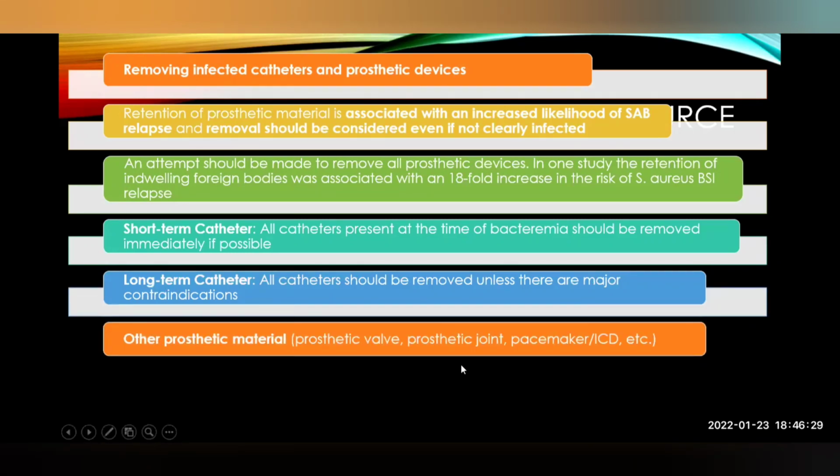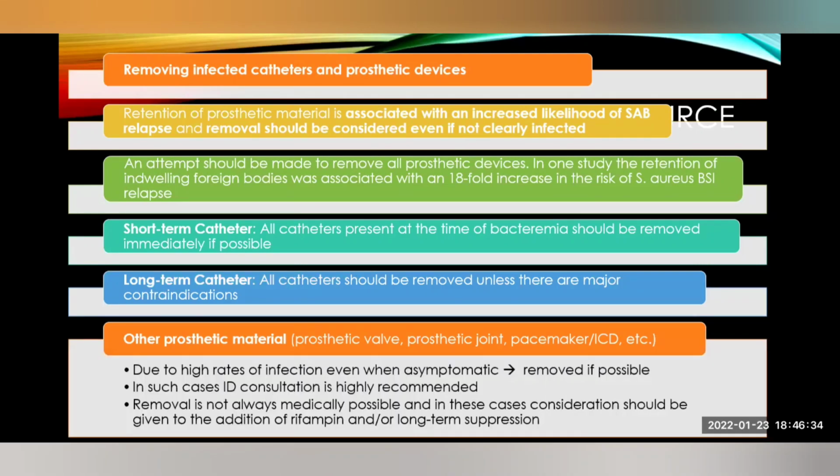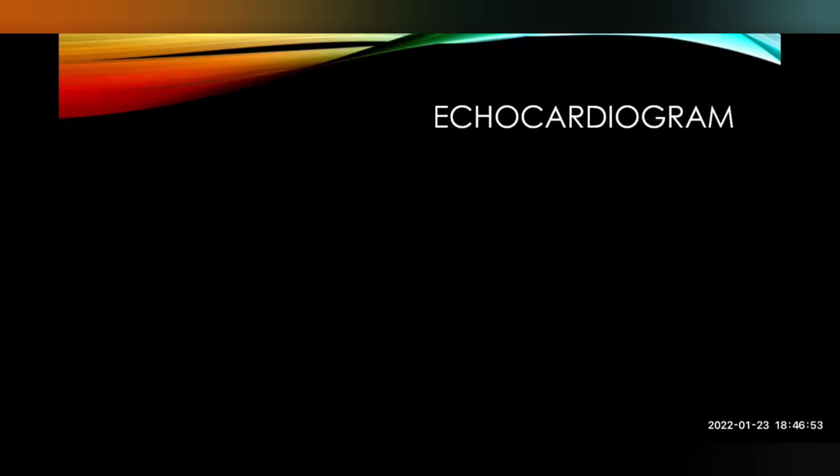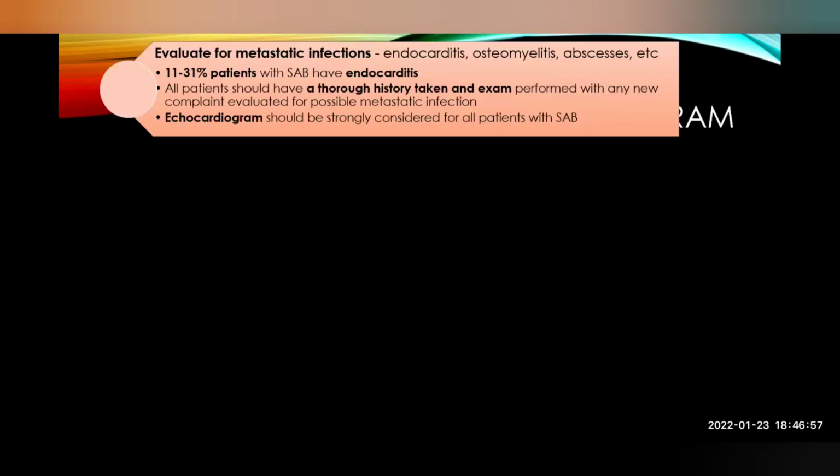For other prosthetic material like prosthetic valve or prosthetic joint, pacemaker, ICD, again the recommendation is you have to remove it as soon as possible. And if it is not medically possible to remove it, then you can consider addition of rifampicin, or the patient should be put on long-term suppression. So what is the role of echocardiogram in case of Staphylococcus aureus bacteremia?